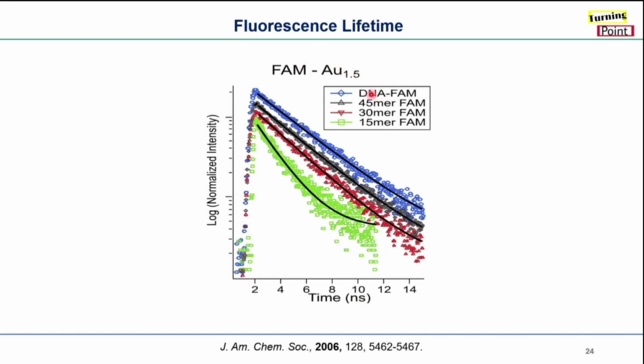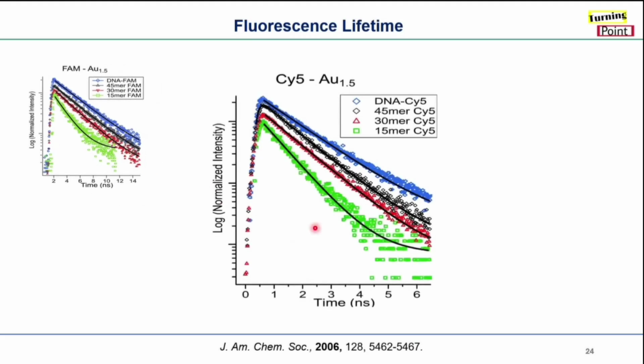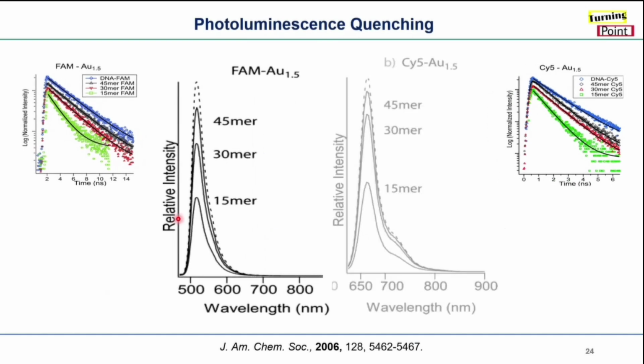We can see as we decrease the distance from 45 to 15 mer, the fluorescence lifetime decreases, which indicates the non-radiative energy transfer from the dye to the nanoparticle. Similarly, the same trend they observed for the other dye, where the distance is decreasing from 45 to 15 mer, they observed the decrease in the lifetime. In addition to the fluorescent lifetime, they did the photoluminescence quenching, which also shows a similar trend for both the FAM and the cyanine dye.